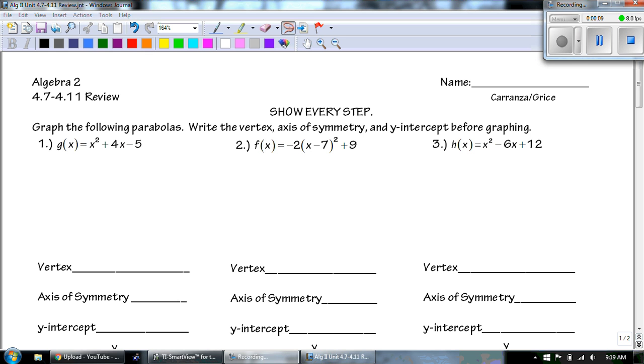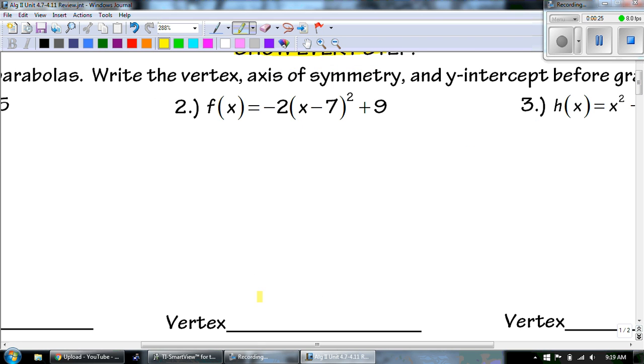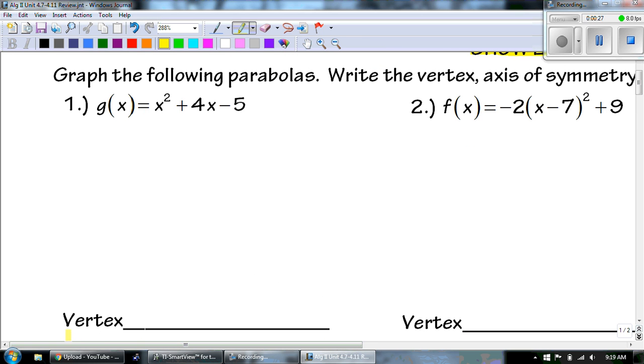Remember to show every step. So it's asking us to graph the following parabolas, write the vertex, axis of symmetry, and y-intercept before graphing. Now, if you look at number one, it is not in vertex form, it's in standard form.